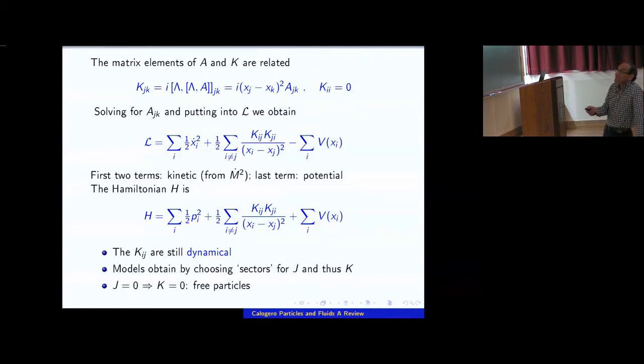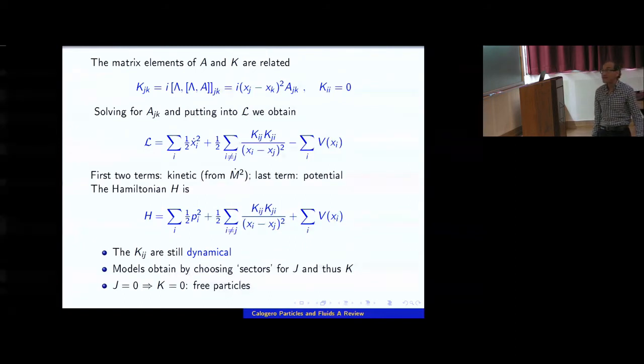Because now you have this sum with these K's appearing here, and this Calogero type of denominator plus the potential. The only thing is that these K's are not constant, they depend on the particles, and in general they are also time dependent. So if you go from the Lagrangian to the Hamiltonian, the Hamiltonian would be something like that. The K's, as I said, are dynamical, and we are now facing the task of having to choose sectors for J and K. That means choose specific initial values for this conserved quantity. Clearly, if that initial value J, which is a constant, is 0, then K is 0, and you get free particles.